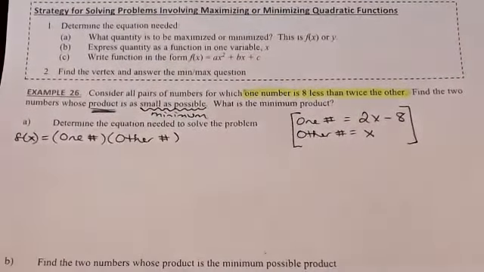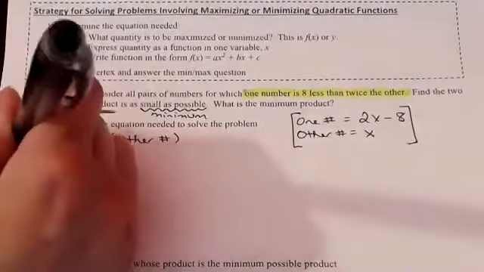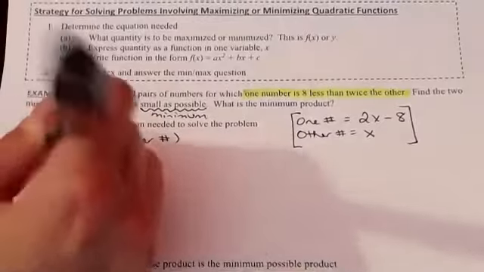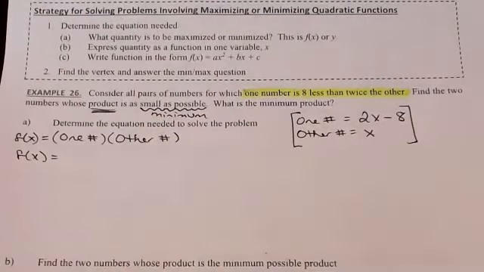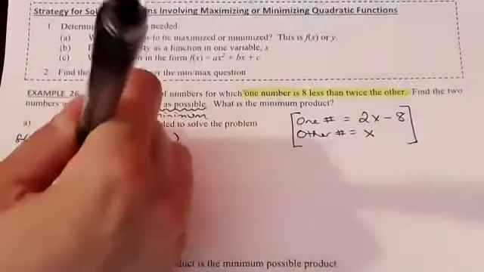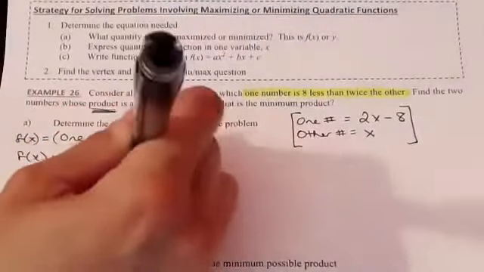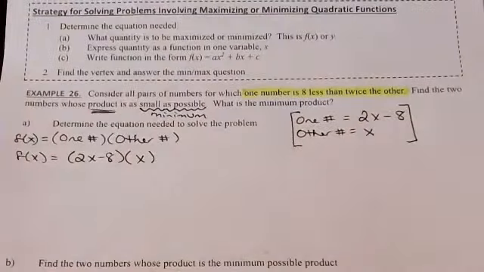One number times the other number. We're just finding the product. So let me fill in what we have here. So we have f of x is equal to, and remember, we're just determining the equation that we need. One number is 2x minus 8. And the other number is just x.